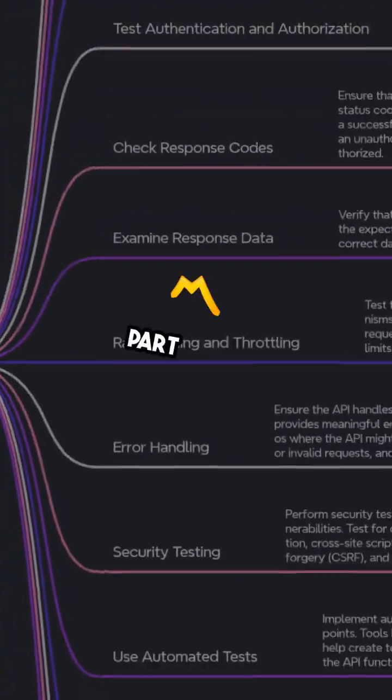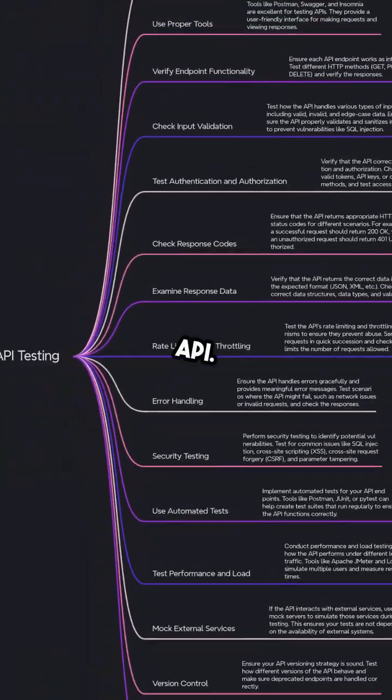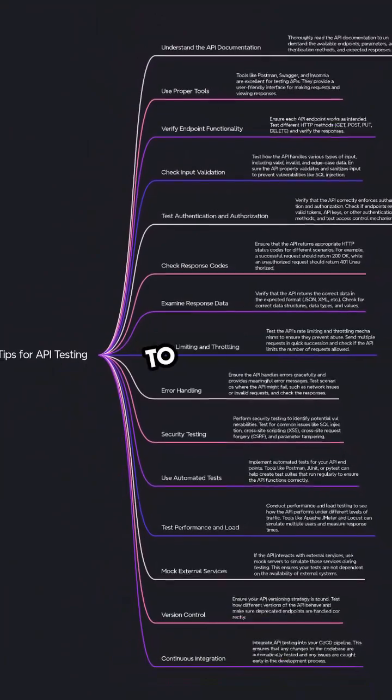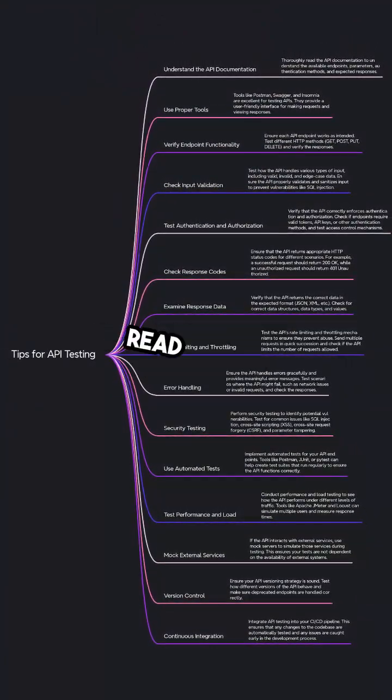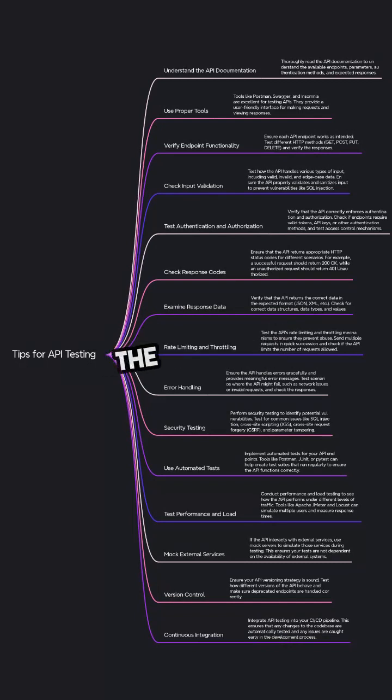The most vulnerable part of any application is the API. Follow these tips if you want to test it properly. Understand the API documentation. Thoroughly read the API documentation to understand the available endpoints, parameters, authentication methods, and expected responses.